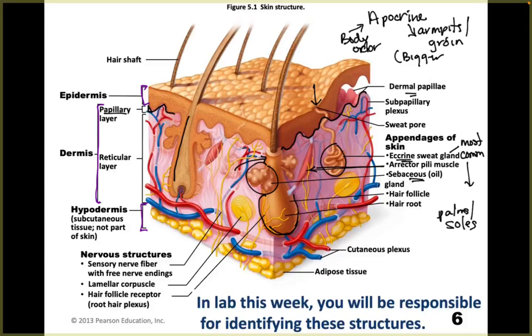You'll also notice in there that we have what are known as corpuscles. When we talk about nerve structures, there are different nerve structures that we're looking at. You can see they begin with the sensory nerve fibers, and they have free nerve endings. You can see how they go in and become a little bit more superficial. Let's look at the main three corpuscles.